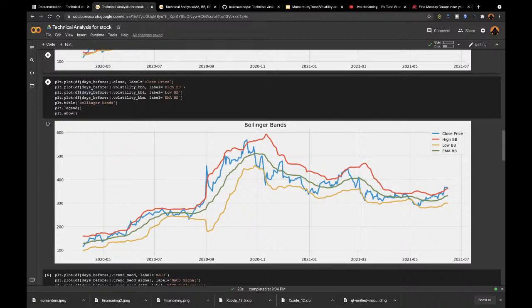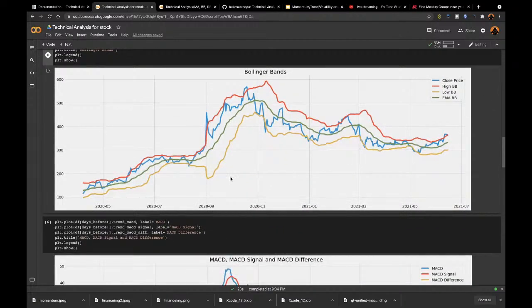Again, everything is done by these two libraries, the Yahoo Financial library and also the TA library. By utilizing them, I can show it like this.